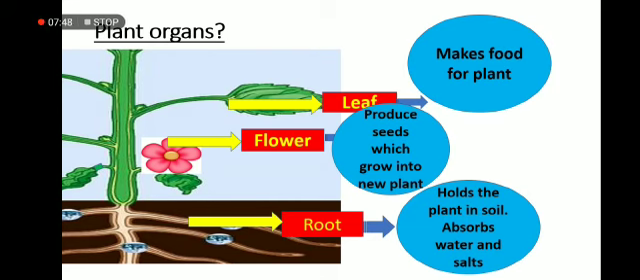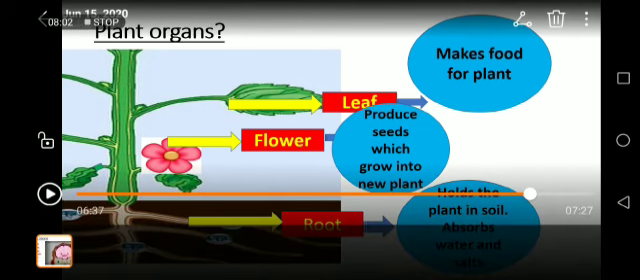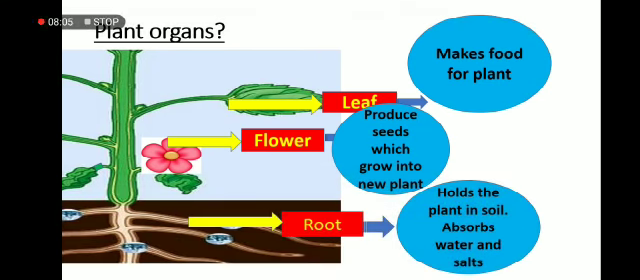The third is the root, which is present under the soil. And what is its function? It absorbs water. You know, when we give water to this plant, the roots are the organs which are responsible for the absorption of this water and salt and pass it to the other parts of the body. Another important function of the root is that it holds the plant in the soil. It stands the plant on the soil. Fine. So these were the plant organs that we discussed: leaf, flower, and root, with their functions, and how they perform an important function in the plant.